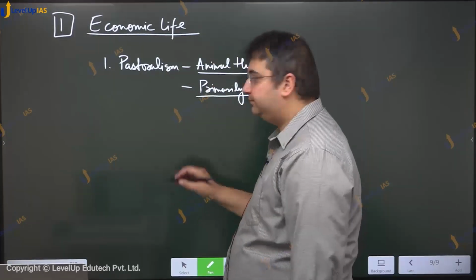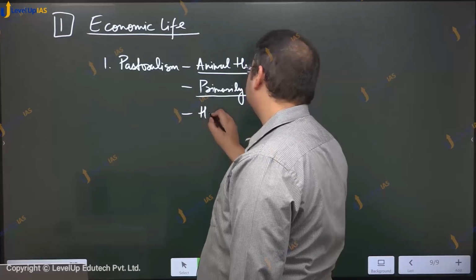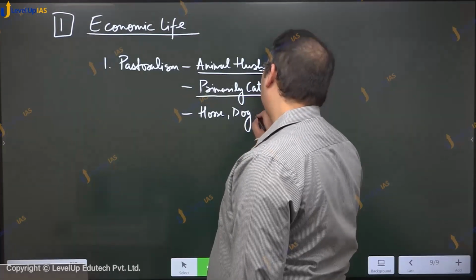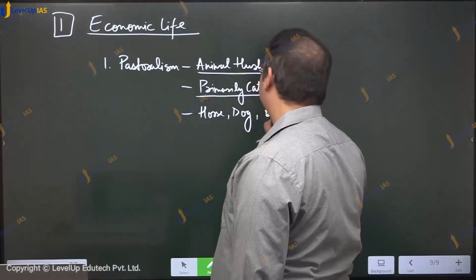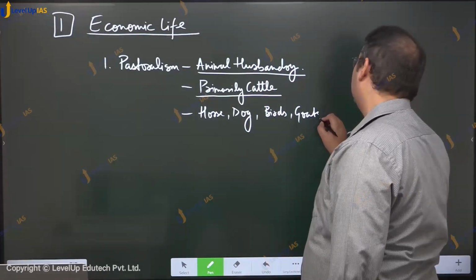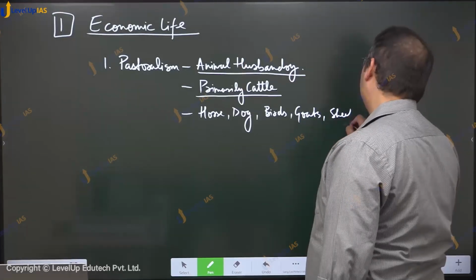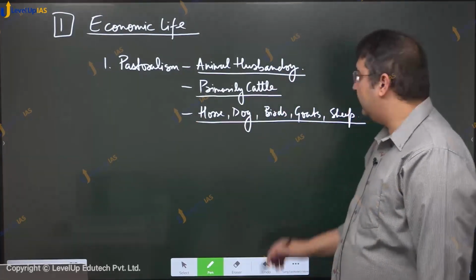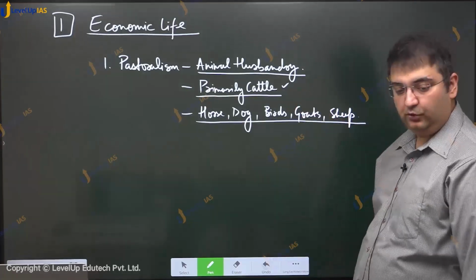Apart from that, horse, dog, different birds, goats, sheep, etc. also they used to keep. But cattle was the chief source of wealth.